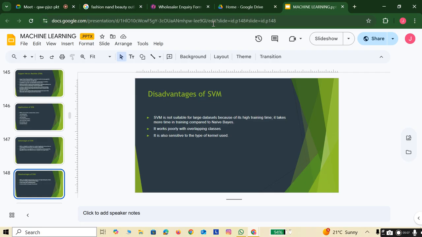Everything that has an advantage must have a disadvantage. Not suitable for large data sets because of high training time. It takes more time in training compared to naive-Bayes classifier. We said we always try to draw lines that separate the classes best. So it works poorly with overlapping classes. Remember the purple blue circles and stars? Some stars were inside circles and some circles were inside stars. Those are what we call overlapping classes. So you are to draw a set line separating the classes. Can you? So it works poorly with that. It is also sensitive to the type of kernel used. Kernel, you are going to see what it is later. Now, it is not the kernel you are used to.